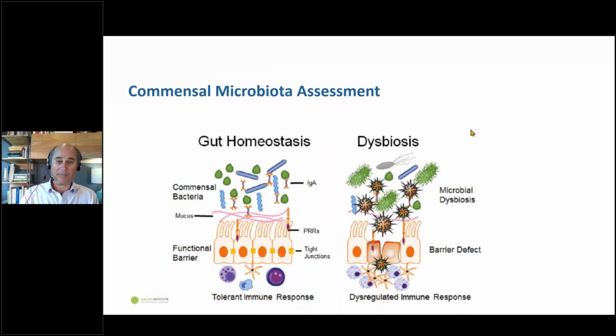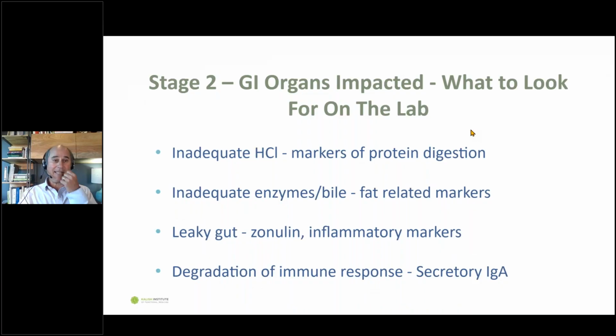Pretty straightforward. The second stage, after the microbiome disruption, what happens next? Then the organs start to get impacted. What do you want to see on the labs? Inadequate HCl production. That's going to be markers that are related to protein digestion. Inadequate enzymes, that's the bile-related markers, either gallbladder-related markers or pancreatic enzyme-related markers. Okay, either one. Leaky gut, and then degradation of the immune response.